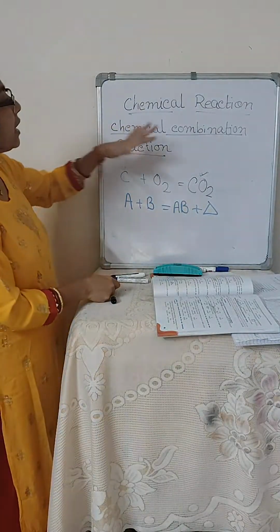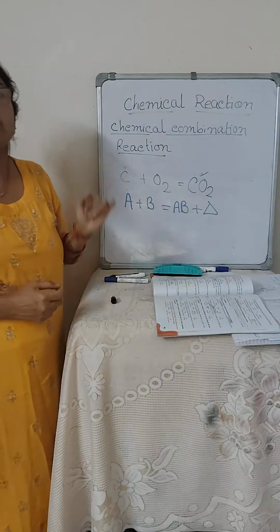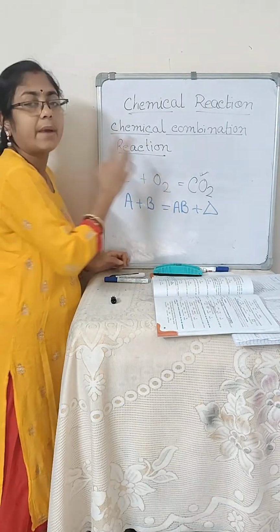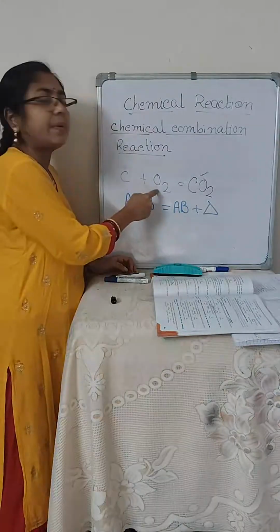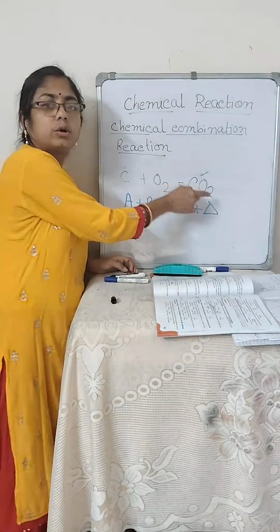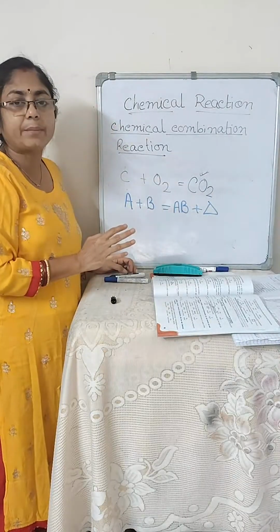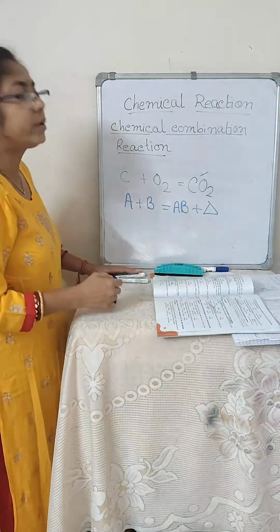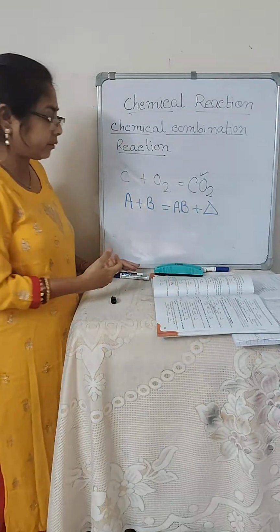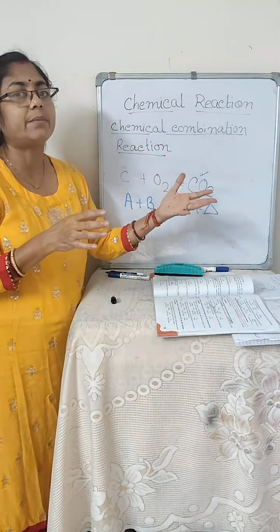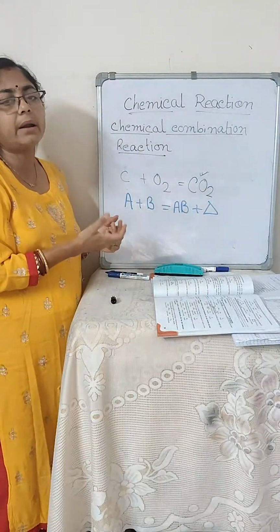Now I tell this one. In the chemical combination reaction, three types happen. One is where only two elements participate. The example: carbon plus oxygen equals CO2. Two elements participate and a new product is made. Now another one. You can write this one. Magnesium, normal magnesium ribbon is there. You burn it, and what happens?